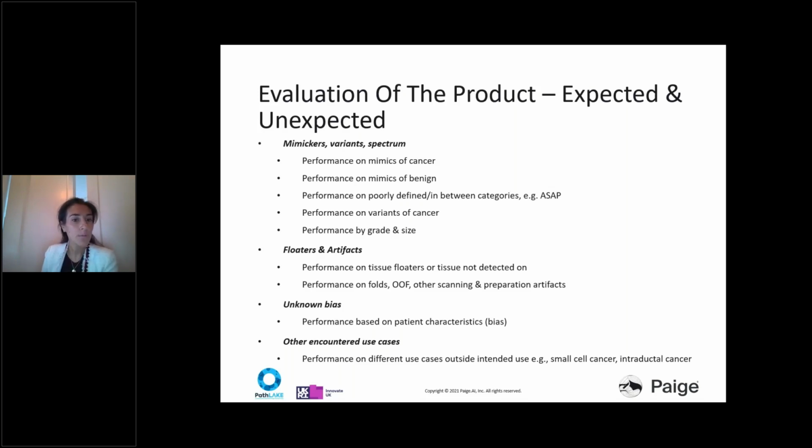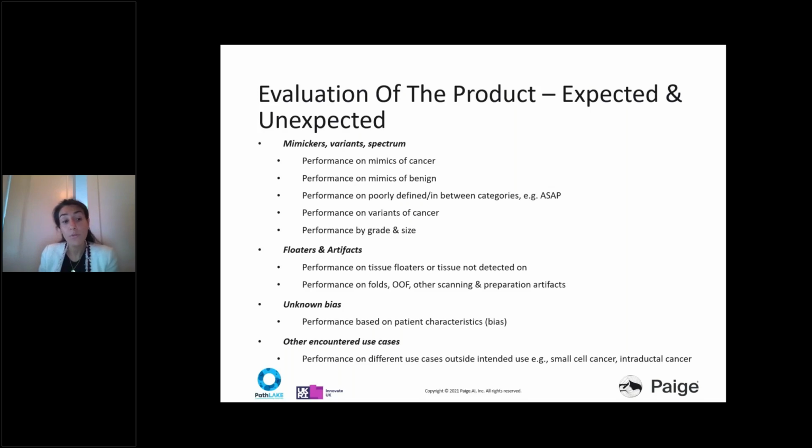I want to know how it performs on poorly defined and in-between categories like ASAP, how it performs on variants of cancer, as well as its performance by grade and size, which we've done. I'd also want to know how it performs on floaters and artifacts, performance on tissue floaters or tissue that wasn't detected. How does it perform on folds, out of focus areas, and other scanning and preparation artifacts as we saw in that example? How it might show unknown bias, such as performance based on patient characteristics like gender, age, race, ethnicity, things a pathologist might never think of.